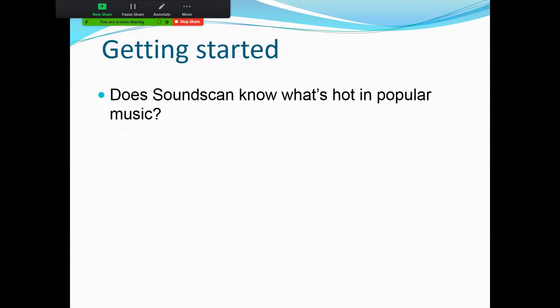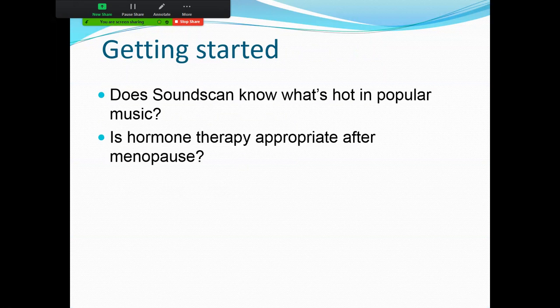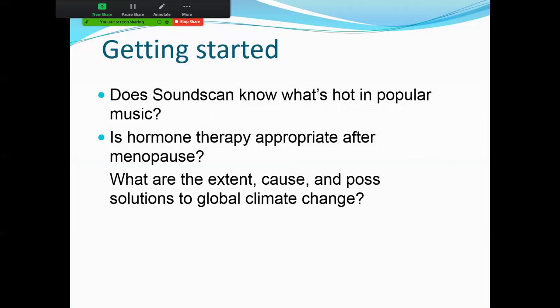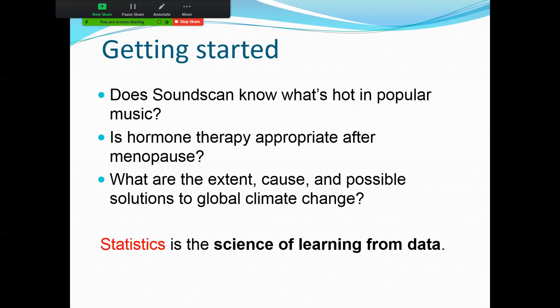Does SoundScan know what's hot in popular music? Is hormone therapy appropriate after menopause? What are the extent, cause, and possible solutions to global climate change? Statistics is the science of learning from data.